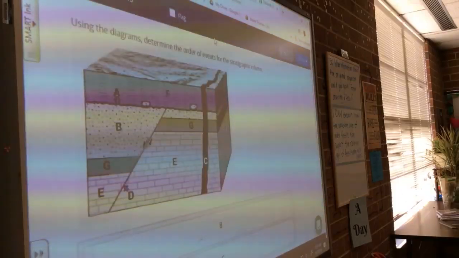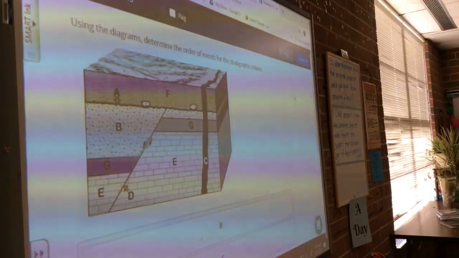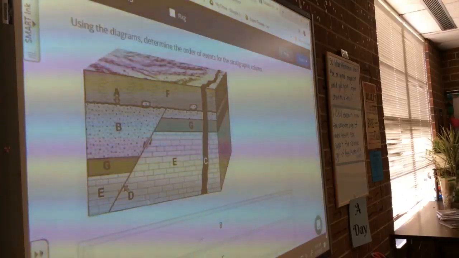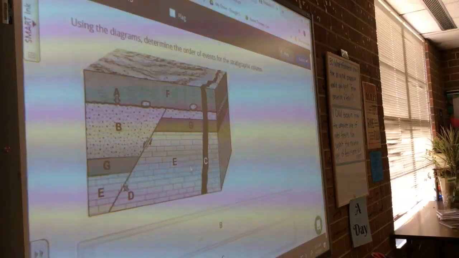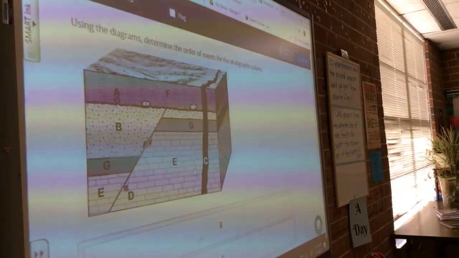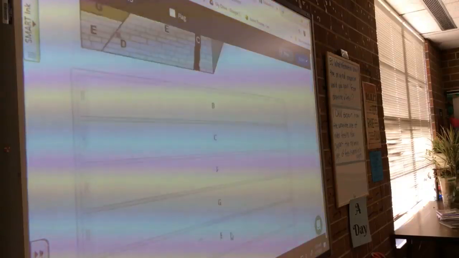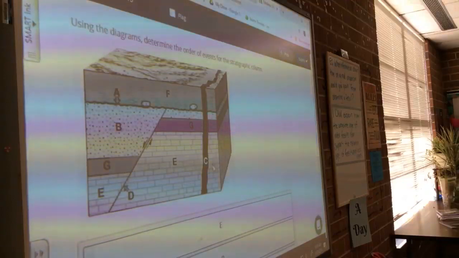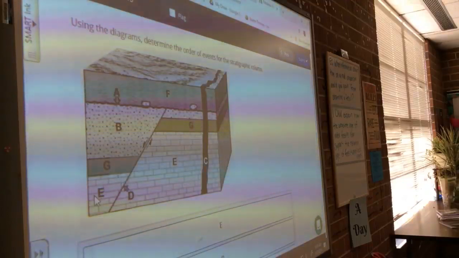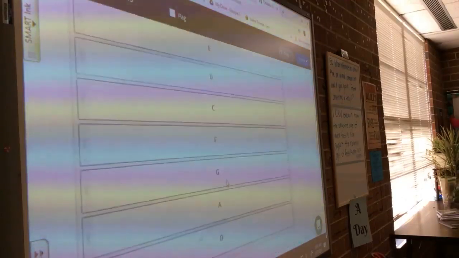So if we're doing the order of events, we start at the oldest first. Which one's the oldest? E. So E, even though it's kind of crooked because of the fault, it's still the bottom layer. All right, what's next? And then G. Yep, G. G is the next layer on both sides.